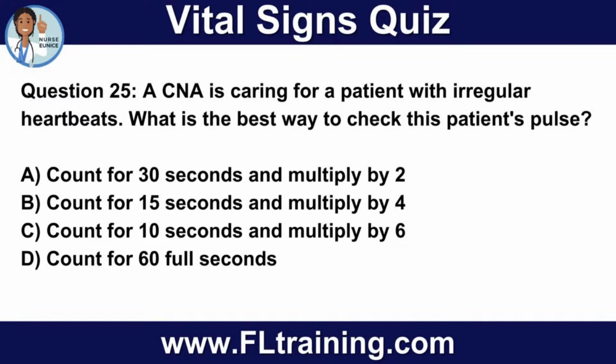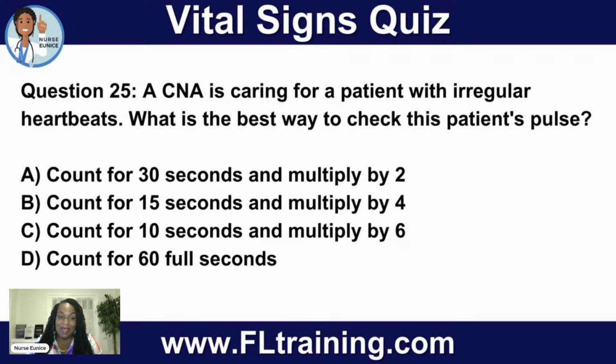Question 25. A CNA is caring for a patient with irregular heartbeats. What is the best way to check this patient's pulse? Do we want to count the pulse for 30 seconds and multiply by 2? Count for 15 seconds and multiply by 4? Count for 10 seconds and multiply by 6? Or count for 1 full minute? Pierre was quick. Yes, Pierre. Yes, Buck. Yes, Miss Nubian.